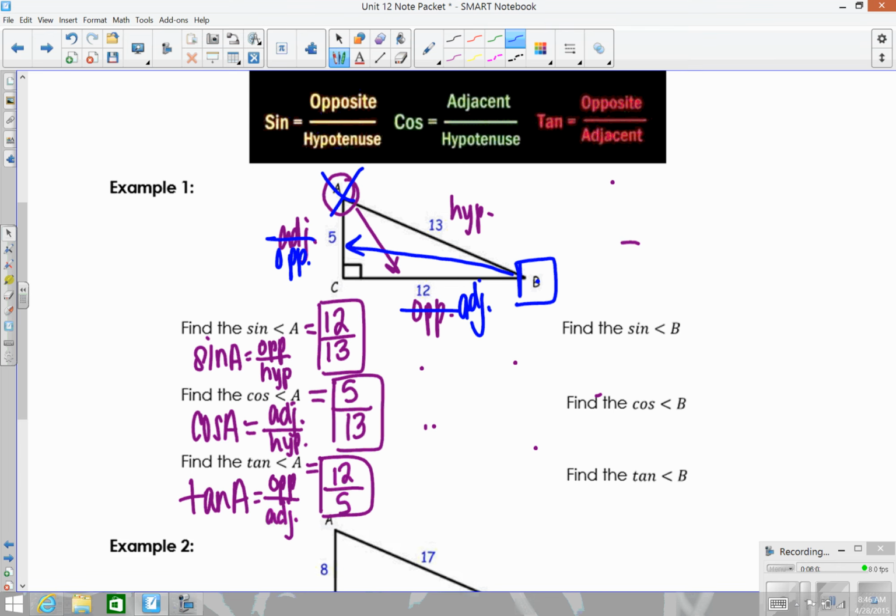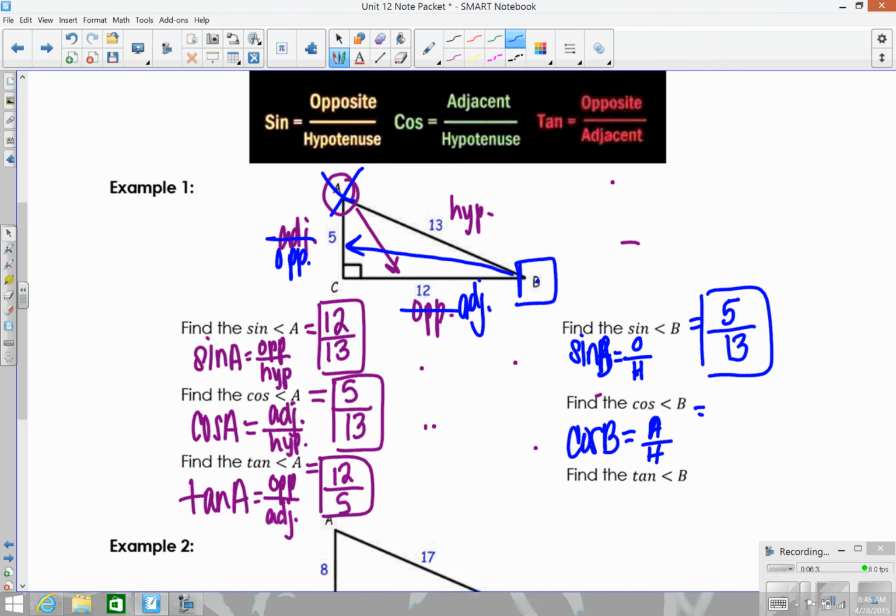So when I'm doing sine, remember sine is opposite over hypotenuse. So sine is opposite, which is 5, over the hypotenuse, which is 13. When I do cosine of B, oops, I put A up here. Cosine of B is adjacent over hypotenuse. So adjacent this time is 12 over 13. If you notice, see how these two values switched?